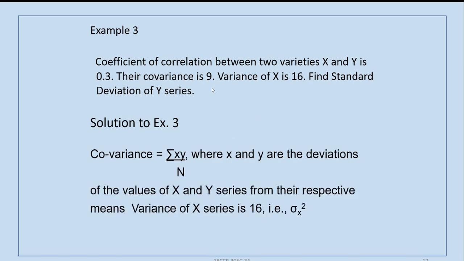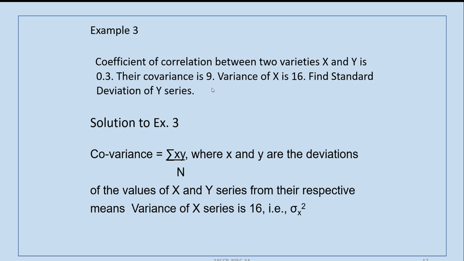The coefficient of correlation between two variables x and y is 0.3 and their covariance is 9. Variance of x is 16, and find the standard deviation of the y series. Variance means standard deviation square. So for one series covariance is 9 and for another series variance is 16. Find the standard deviation of the y series.